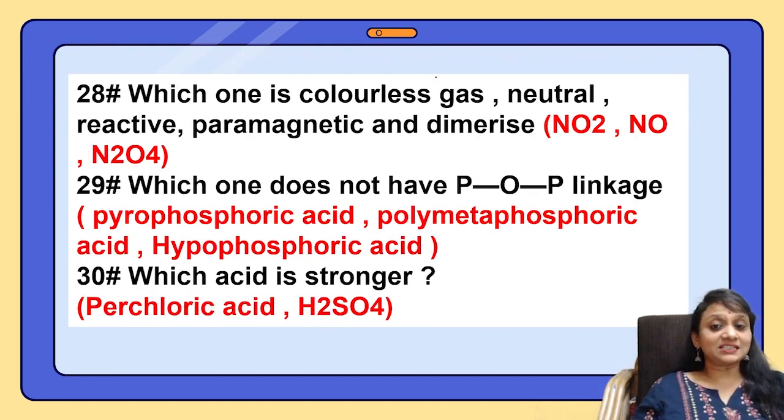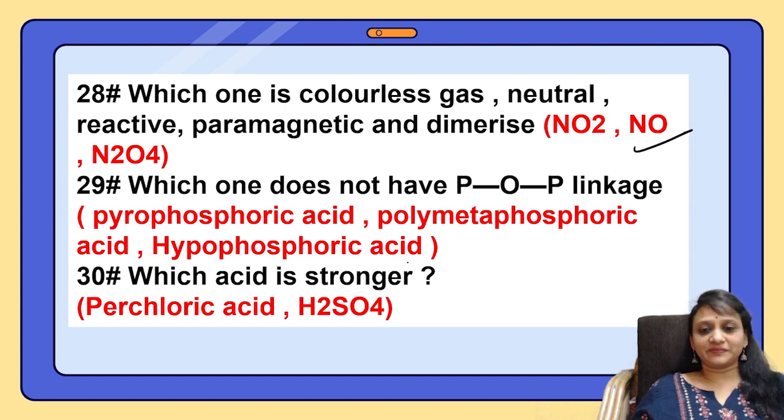Which one is a colorless gas? Neutral, reactive, paramagnetic and dimerizes. Simple, NO, because of the odd electron. Which one does not have a P-O-P linkage? Phosphoric, polymetaphosphoric, hypophosphoric. Yes, students? Yes, hypophosphoric. That's the answer. You write the structure and check.